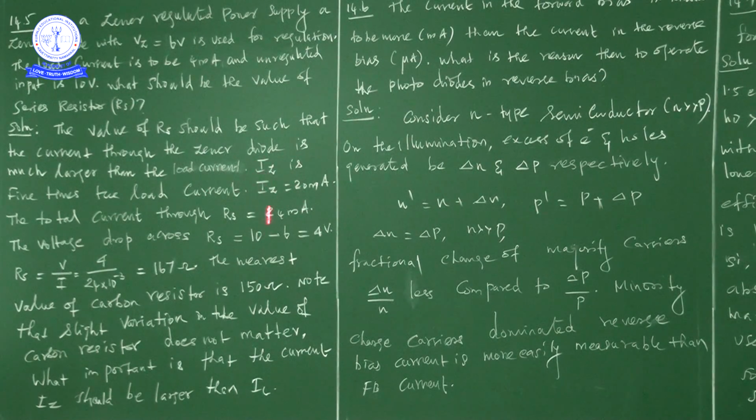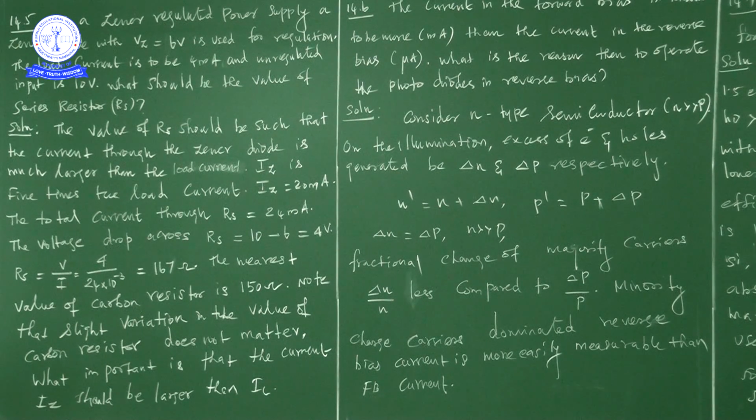You already know the voltage across the Zener is 6 volt, and the current through the Zener is 20 milliampere. So the total current through the RS is 24 milliampere. How can we calculate the total current through the series resistor? The series resistor is the entrance part.